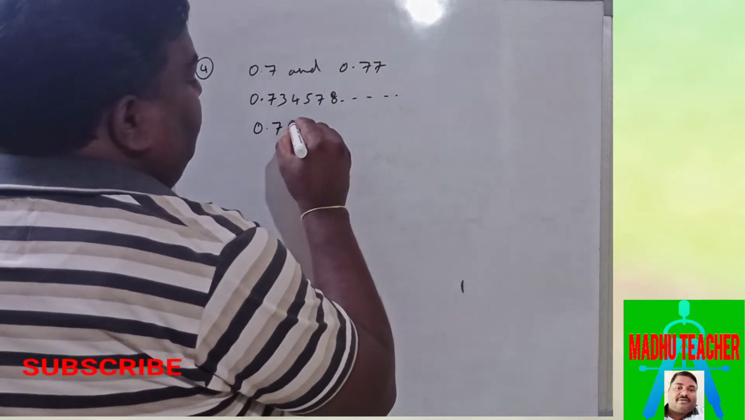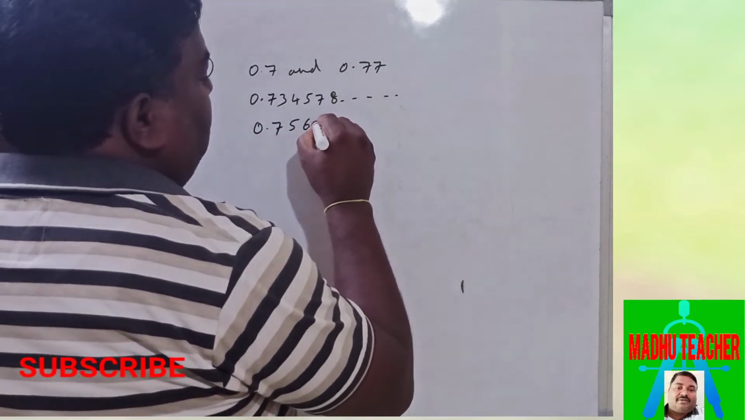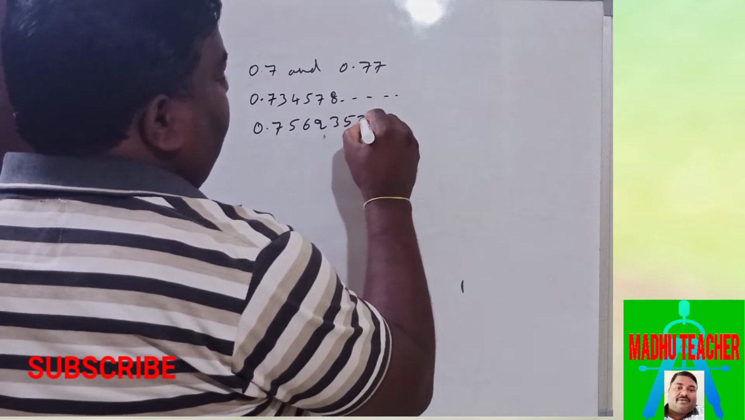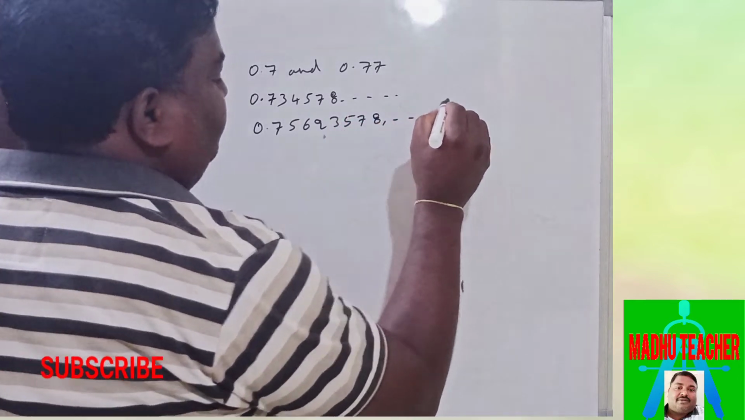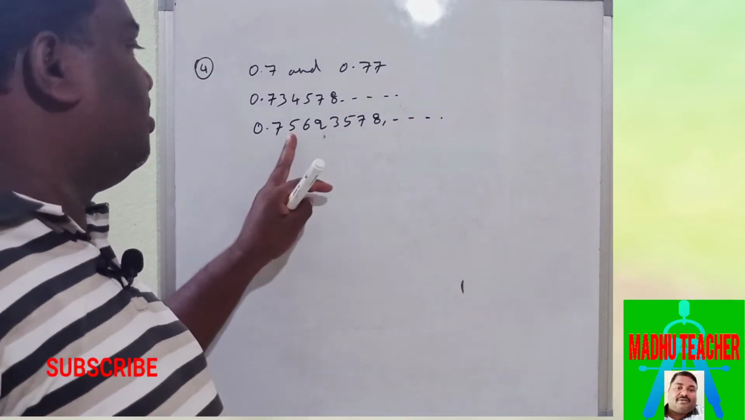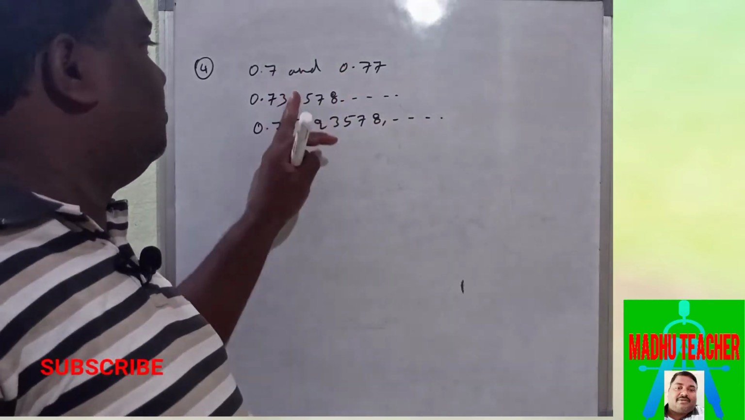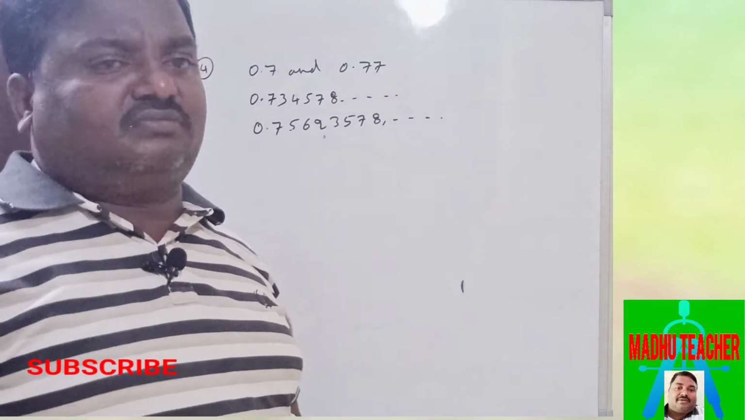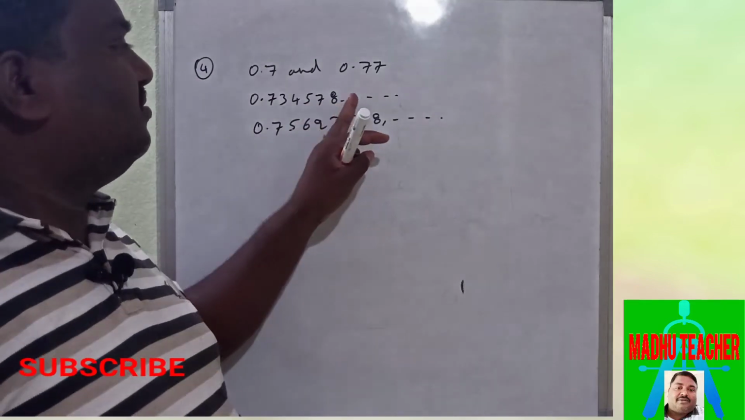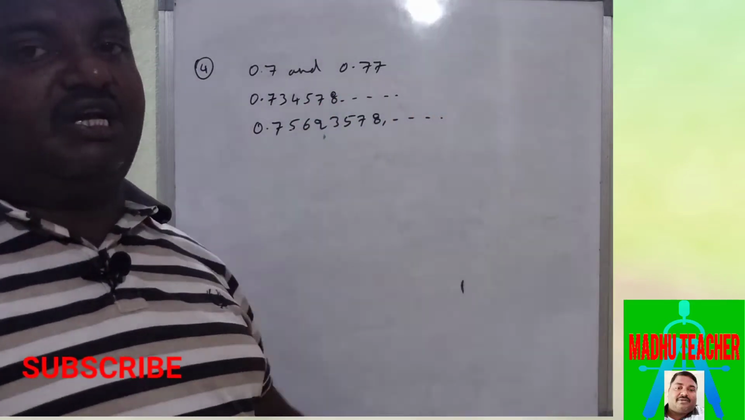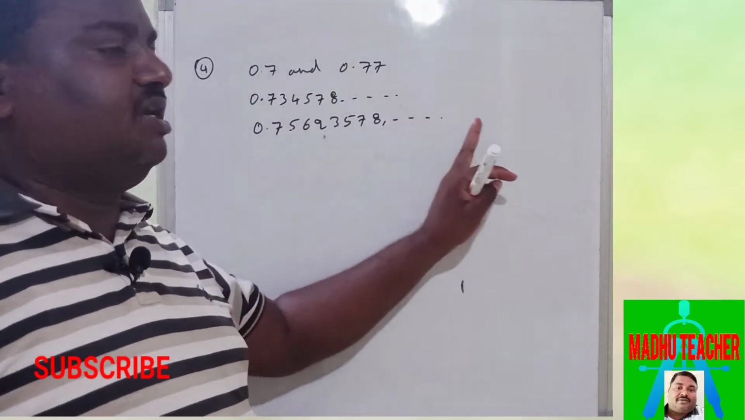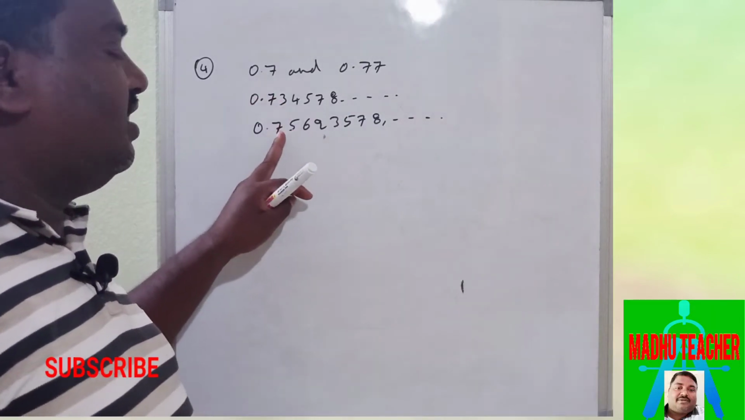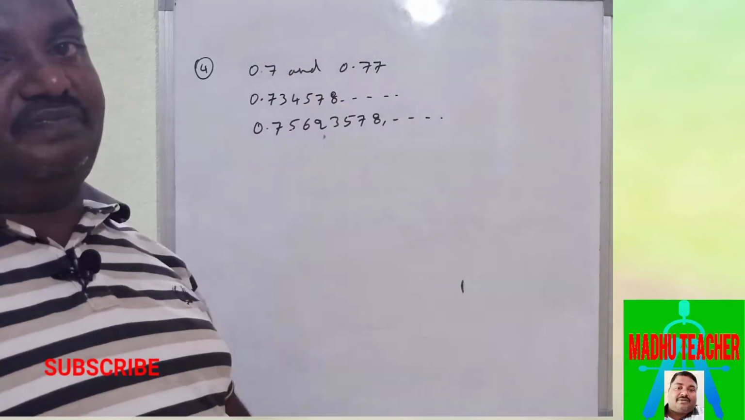0.7, some 5, 6, 2, 3, 5, 7, 8 dash. Non-terminating, non-repeating and lies between these two. These two are irrational numbers. You can write any numbers. After that you have to write dash. Like this, dash. These two are irrational numbers between these two. Okay.